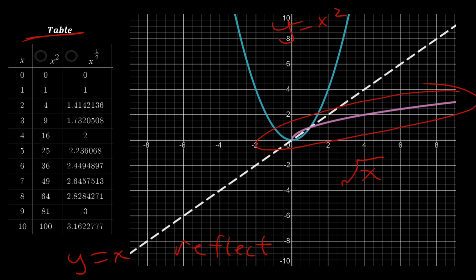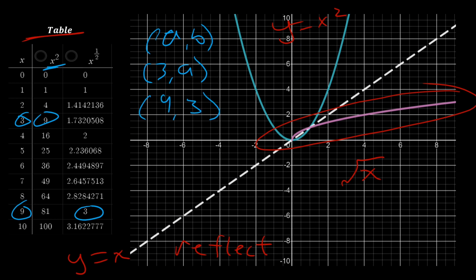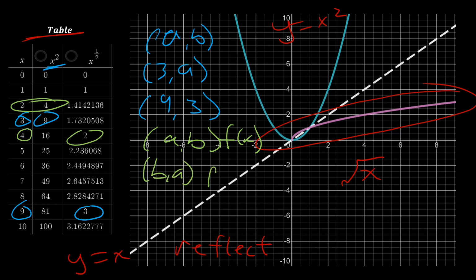So now let's take a look at this table over here. For any given point (a, b), let's take a look at (3, 9). Now this point (3, 9) is in the domain of f(x). But let's look down here. The point (9, 3) is in the domain of the square root of x, so it is in the domain of the inverse function. This is true as well for points such as (2, 4) and (4, 2). So now we know that for any point (a, b) in f(x), the point (b, a) will be in the domain of f to the power of -1 of x, the inverse function.